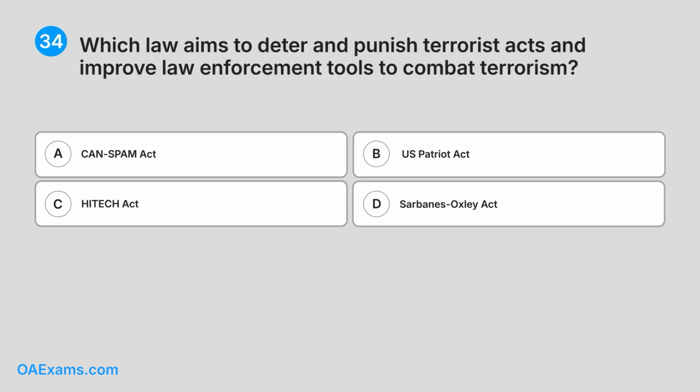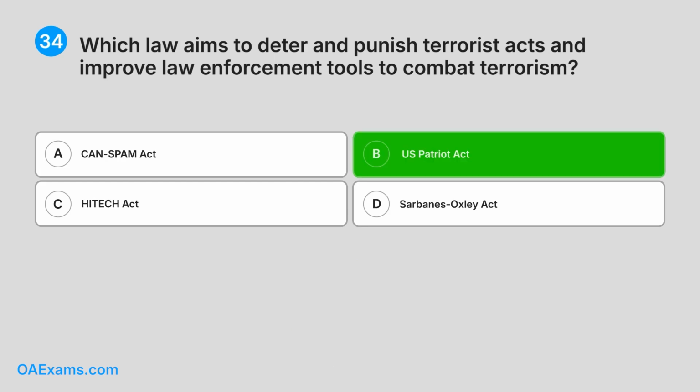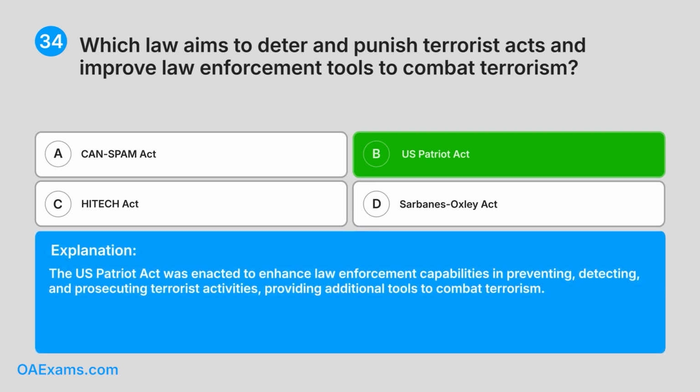Correct answer. B. U.S. Patriot Act. Explanation. The U.S. Patriot Act was enacted to enhance law enforcement capabilities in preventing, detecting, and prosecuting terrorist activities, providing additional tools to combat terrorism.